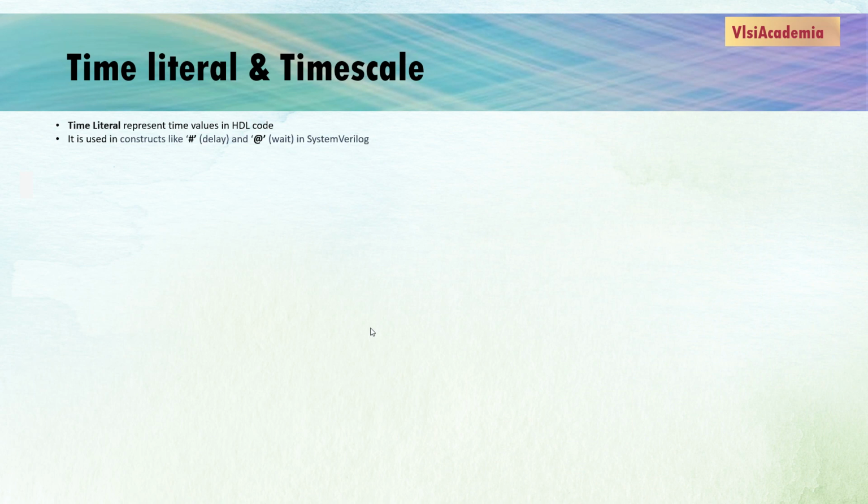Also, it's used in constructs like hash, which is predominantly used to specify delay, and at the rate, which shows wait in SystemVerilog. Now we will see that these time literals are basically divided into two parts, time unit and time precision. Time unit represents the basic unit of time used in our simulation. The available units that you can use in SV code range from second, millisecond, microsecond, nanosecond to femtosecond. On the other hand, time precision represents the smallest possible time delay of simulation. It determines the resolution of time steps.